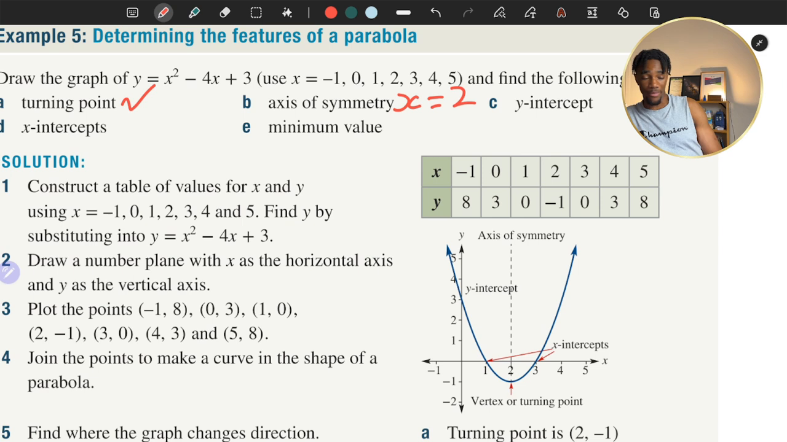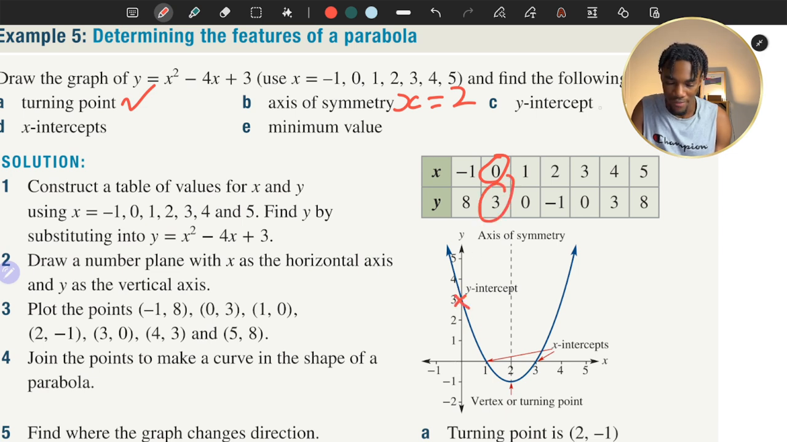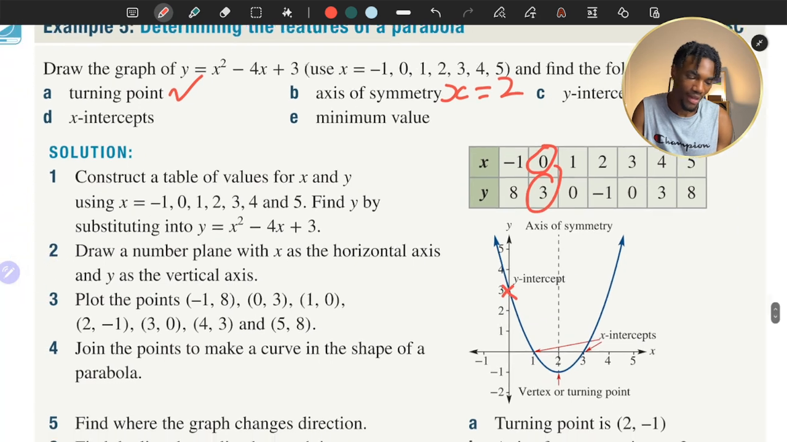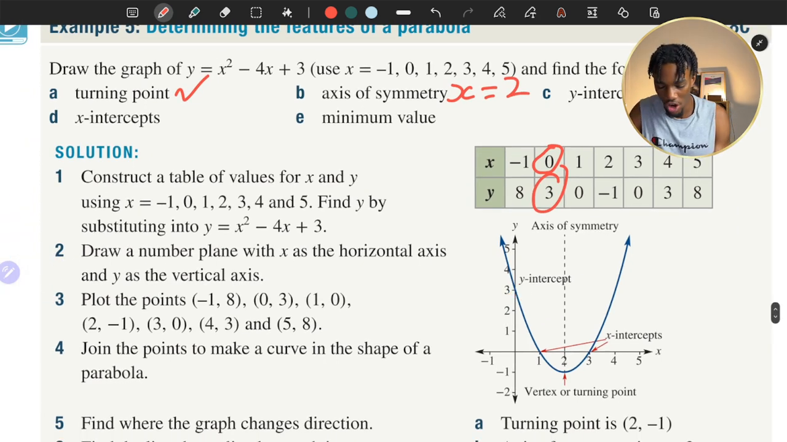Y-intercept, where it intercepts the y-axis. So, where x is equal to 0. So that's going to be our y-intercept here, or you can go off the graph. So 3. X-intercepts, again, common sense, where it intercepts the x-axis. And this point is going to be where y equals 0. So 1 and 3.